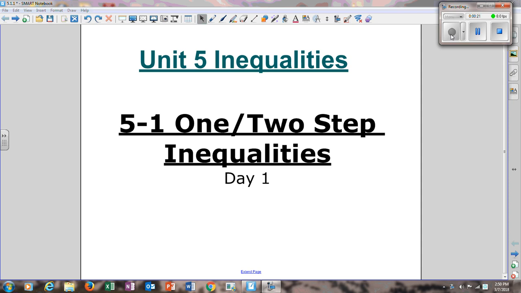Today we're going to start with Unit 5, which is inequalities. First section is 5-1, 1 and 2 step inequalities, day 1.